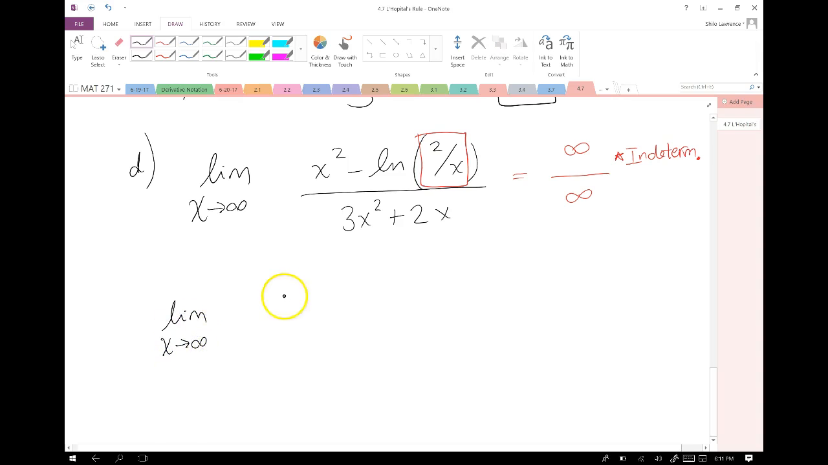So the derivative for x squared is 2x. To take the derivative of a log, you take whatever is inside of it and put it in a denominator, and then you take its derivative and put it in the numerator. So to take the derivative of that, you might want to think of it as 2x to the negative 1. That might be easier to deal with. This is 2x to the negative 1.